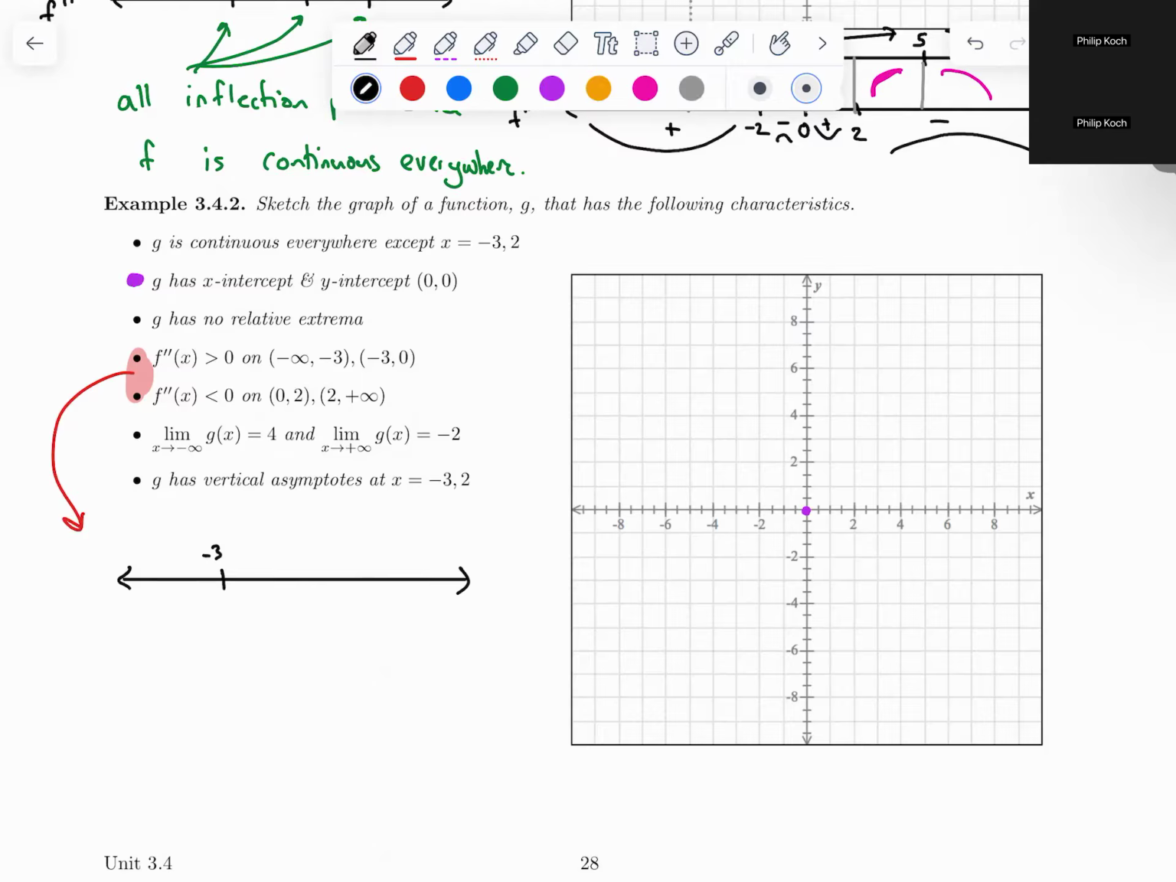They're not really causing problems. They're just places that are of interest. And it was concave up, meaning the second derivative was positive, from negative infinity to -3. From -3 to 0 as well, it's concave up. Between 0 and 2, it's concave down. And then from 2 to infinity, it's also concave down.